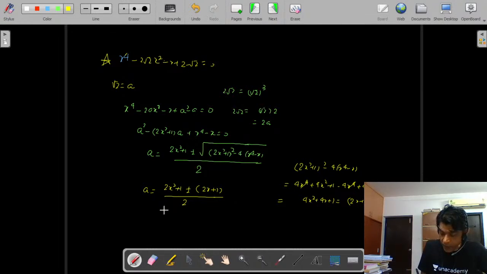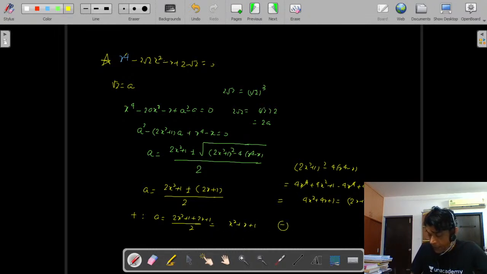So here we will do it like this. Now if you take the plus sign, you will get a equals (2x squared plus 1 plus 2x plus 1) over 2, and that gives you x squared plus x plus 1. And if you take the negative sign, you will get a equals (2x squared plus 1 minus 2x minus 1) over 2. That gives you x squared minus x. So it has broken into two equations.